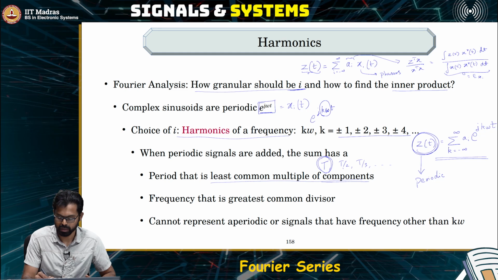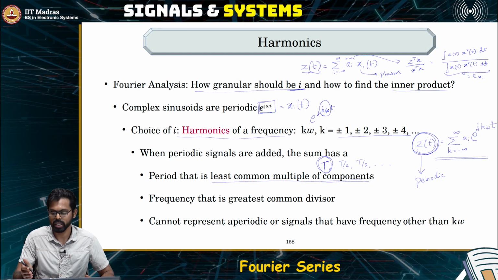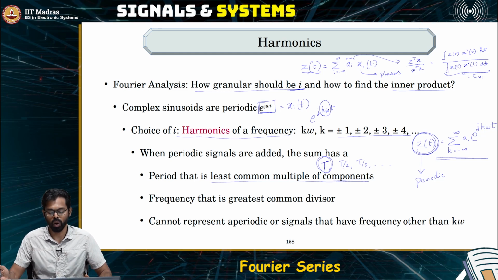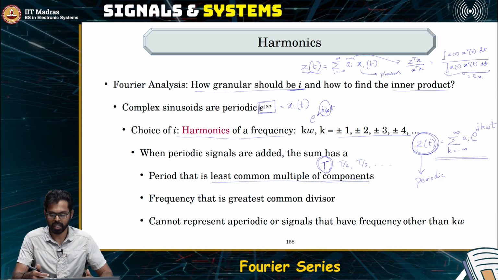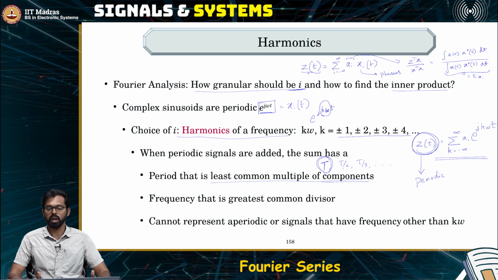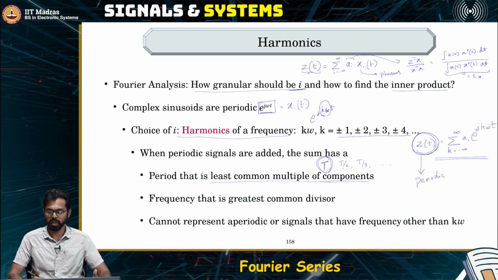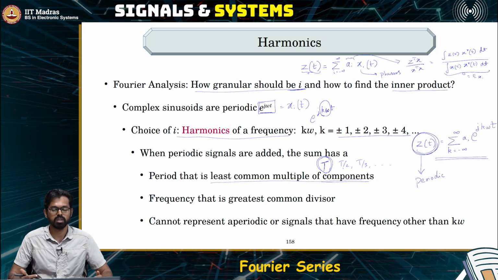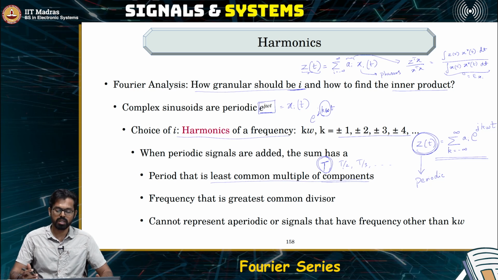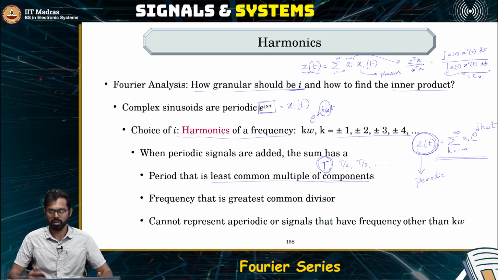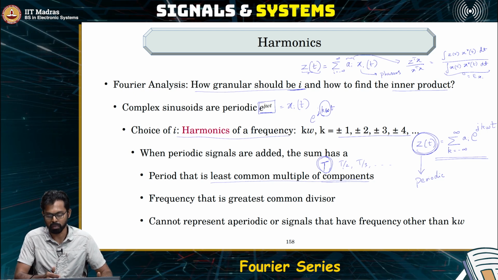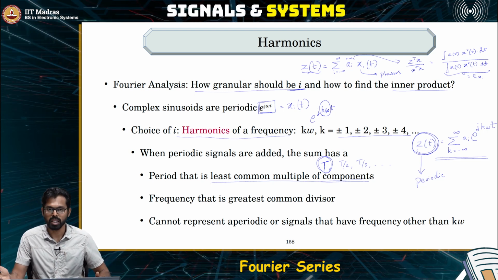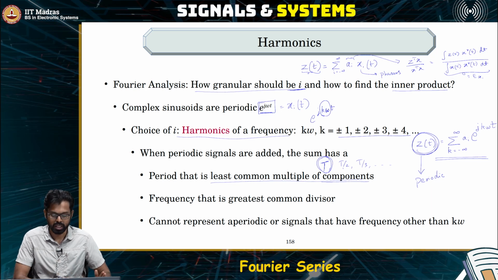Now let's say my periods of the signals are going to be T/2, T/3 and so on. I cannot have a signal z(t) which has a period greater than capital T. So I cannot have a signal which has a period of, let's say, 2T or 3T and so on. So there is a restriction on the period. In other words, there is a restriction on the frequency itself. So if there is a limit on the maximum period, then there is a limit on the minimum frequency, right?